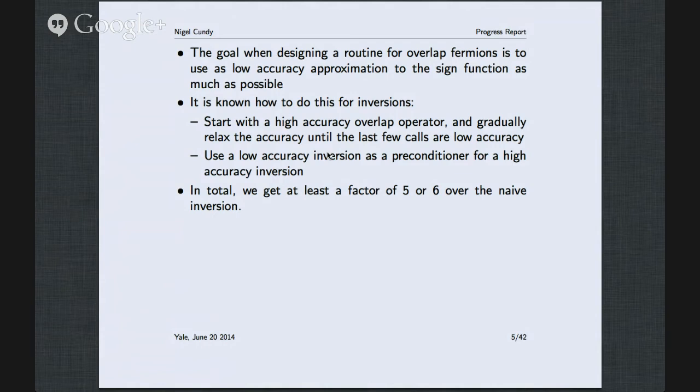Well, the idea is a low accuracy approximation to the matrix sign function obviously breaks the chiral symmetry. It's not good, but for a numerical method, if you're using it as a preconditioner, for example, our aim is to get out the result of a high accuracy matrix sign function. But we want to do that by applying a low accuracy approximation to the overlap operator.